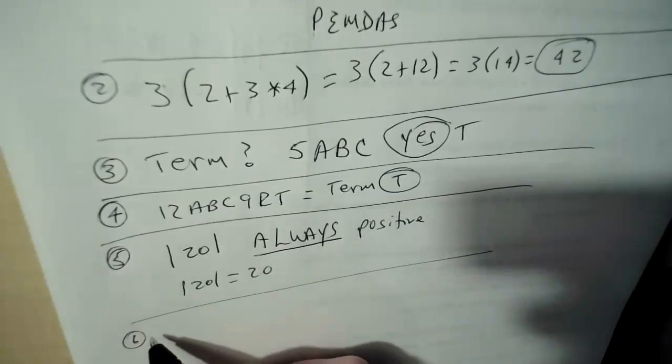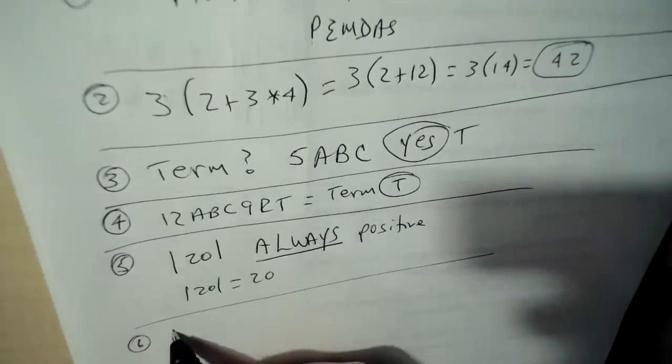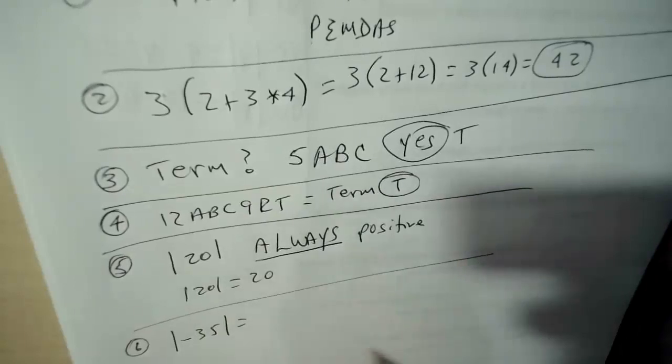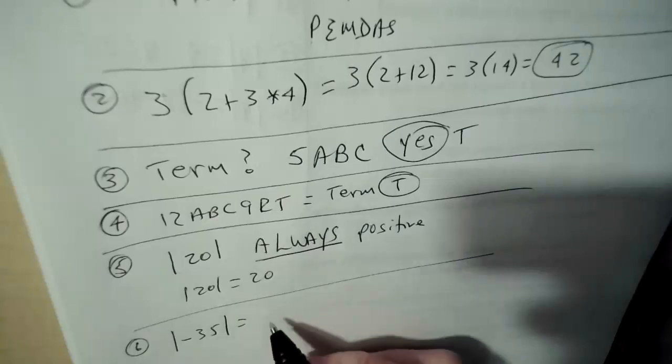Number 6. The absolute value of negative 35 is, remember what this is asking is how far is it from 0 on the number line. Remember, distance is always positive.